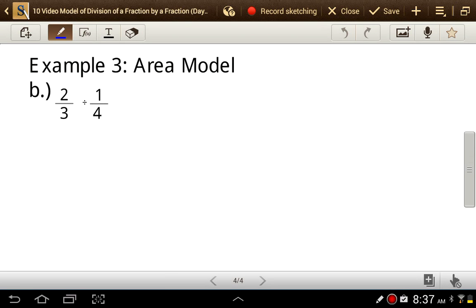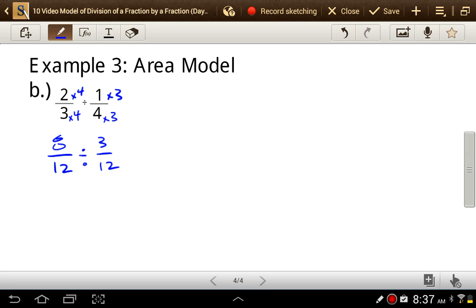All right. In example 3, okay, we're going to do an area model. All right. And so for this area model, guys, what we are going to do is first model the 2/3. Oh, wait, nope, sorry. First we have to find a common denominator because they're not the same. So the first thing we'll do is find a common denominator. So I look at the 3 and the 4, and that is 12. So they have a common denominator of 12, which means I have to multiply that fraction by 4 and this fraction by 3. That's going to give me 8/12 divided by 3/12.